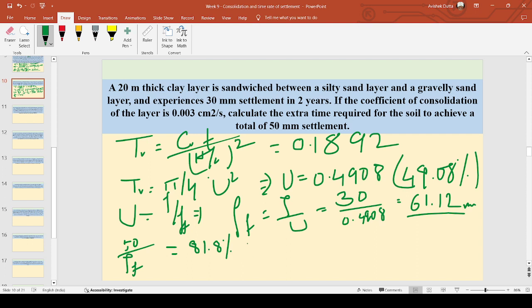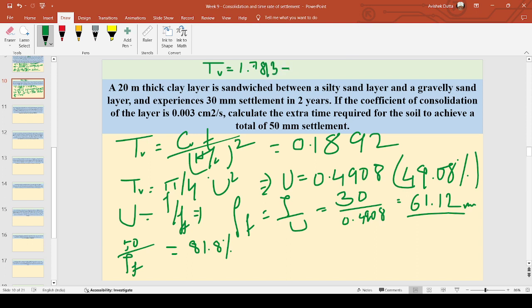And using another formula for Tv: if 30 mm settlement is 49% consolidation, 50 mm settlement might not be less than 60. It is given as 81.8 percent, so we'll use this formula because it is more than 60%. The formula gives 1.7813.